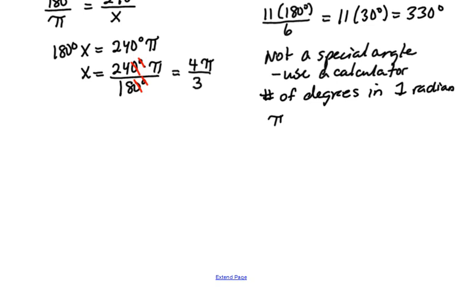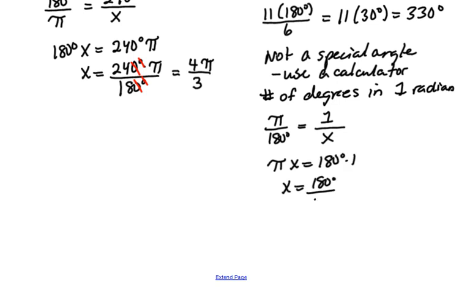So I could say pi over 180 degrees is equal to 1 radian over x degrees. So I would say pi x equals 180 times 1, or x equals 180 divided by pi, which turns out to be, if you do that on your calculator, about 57.3 degrees. So you can always use the ratio method if it's not a special angle. So let me do another one.